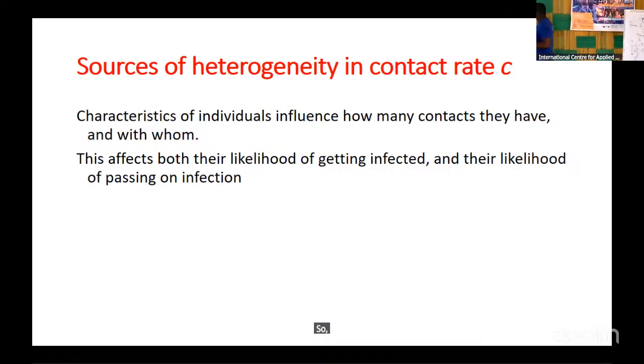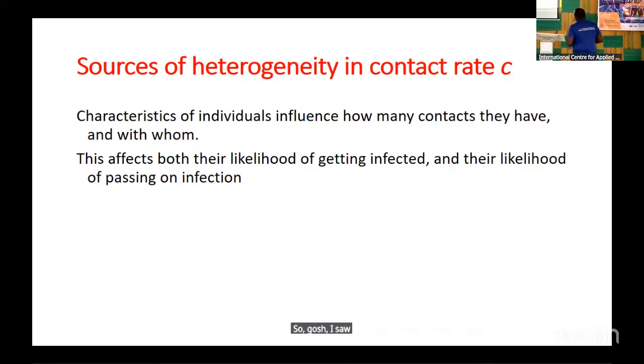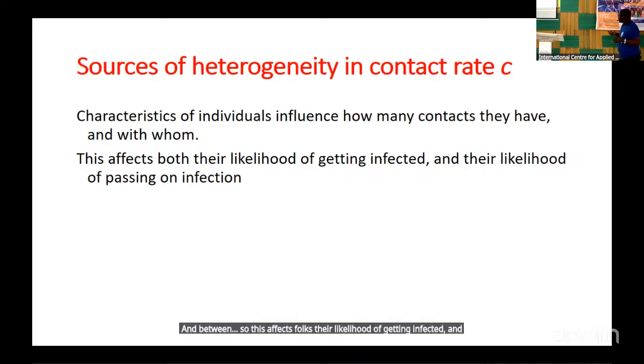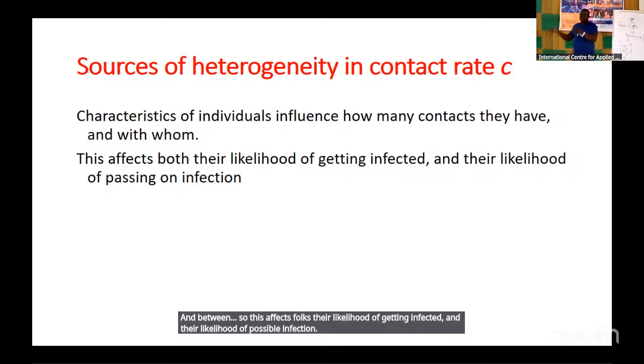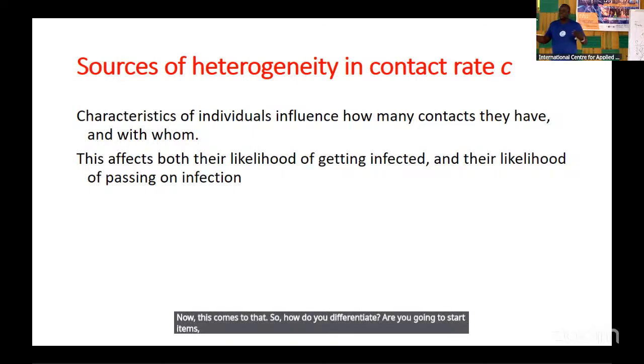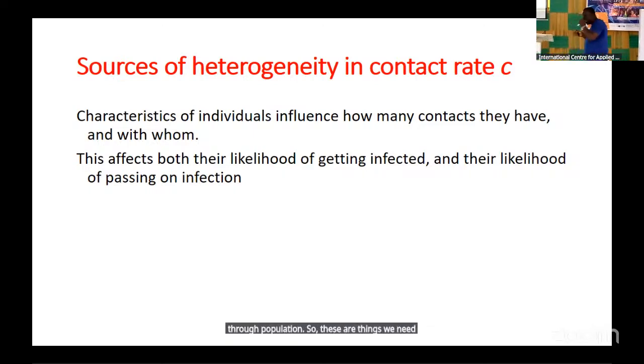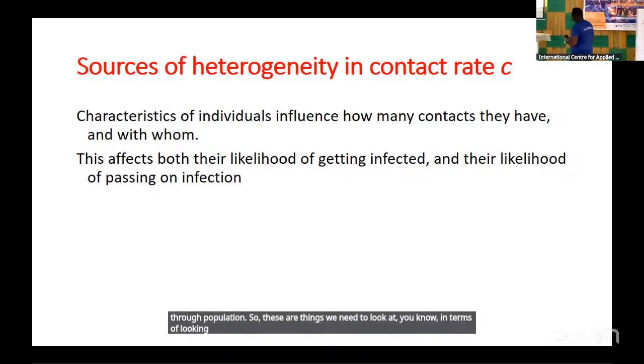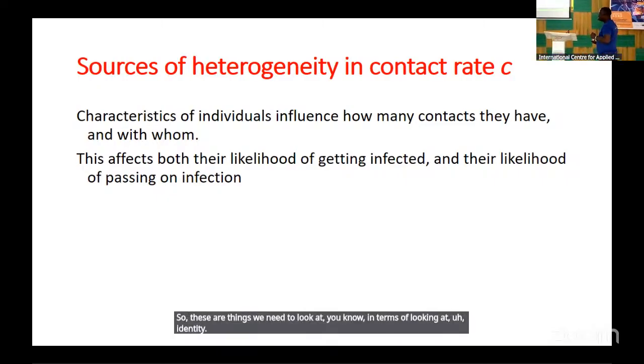So what we are saying is that the kind of contacts we pick can influence your level of infectiousness. The traits of individuals influence how many contacts they have and with whom. So this affects both their likelihood of getting infected and their likelihood of passing on infection. If you have contact with low-risk people or high-risk people, we are going to come to that. So how do you differentiate the low-risk and the high-risk population? These are things we need to look at in terms of heterogeneity in disease.